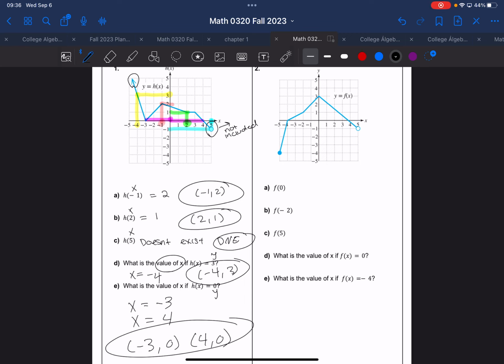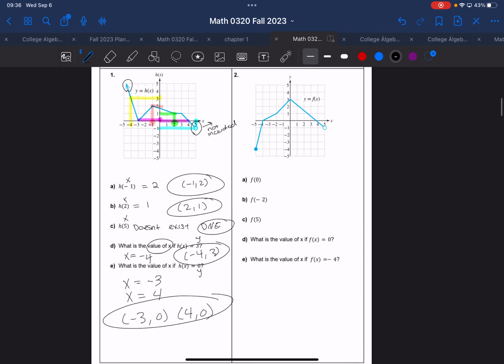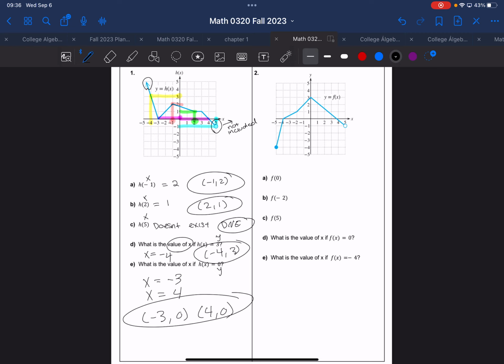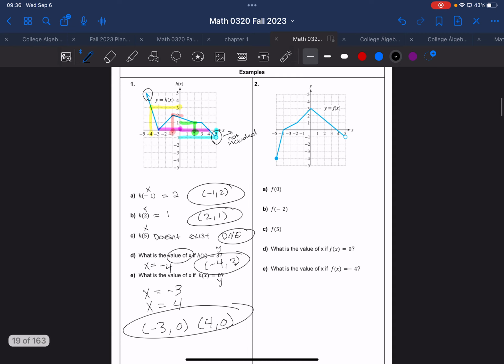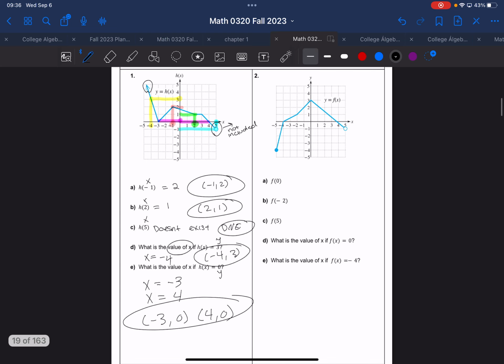When my y values are 0, what's another name for these points? X and Y intercepts. Good, x-intercepts, because they intercept the x-axis, okay? That was just to see if you knew. We're going to talk about those in a couple more notes. Okay. Now let's look at number 2.